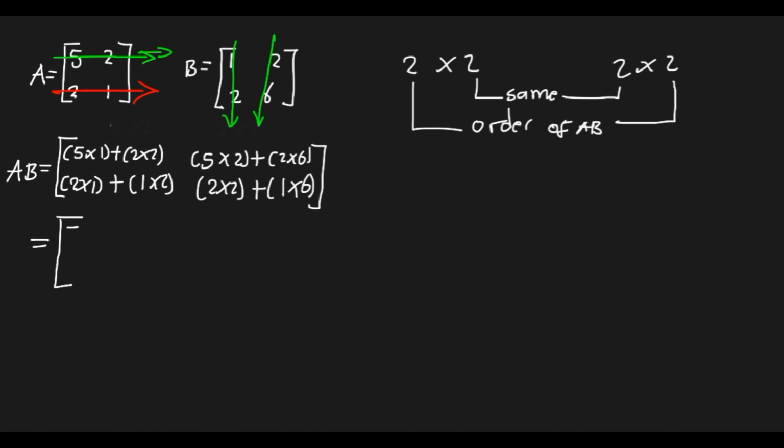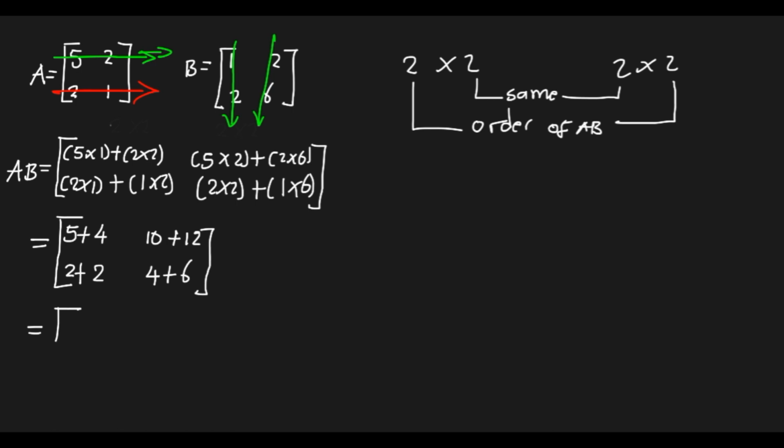5 times 1 is 5. 2 times 2, that's 4. 5 times 2, we get 10. Plus 2 times 6 is 12. 2 times 1 is 2. Plus 1 times 2, that's 2. 2 times 2 is 4. Plus 1 times 6 is 6.